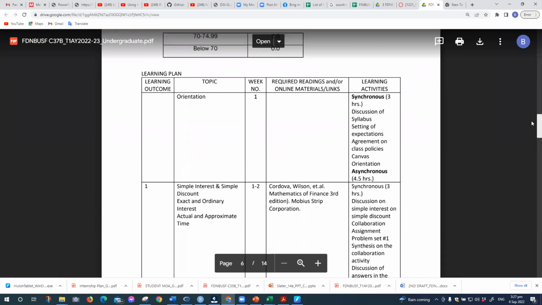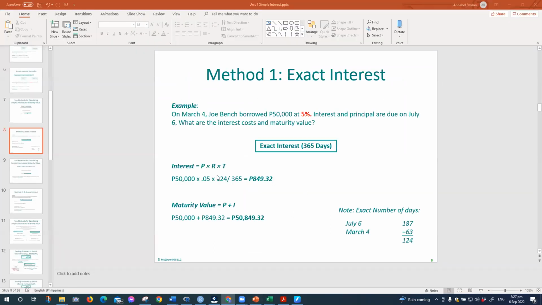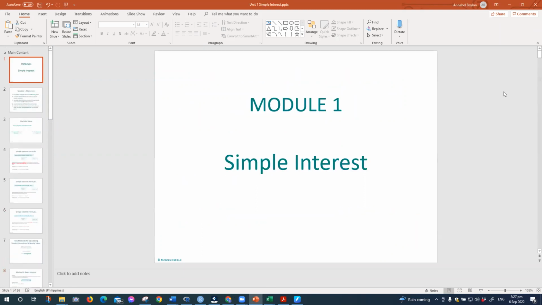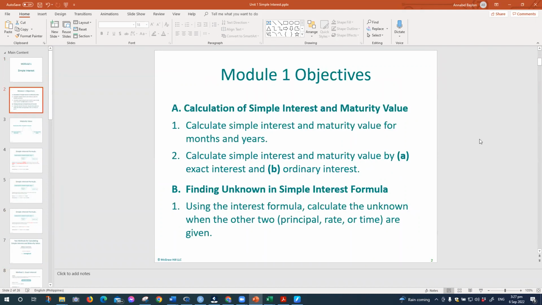Okay, so let's go to simple interest, and I'm going to use this PowerPoint, and then i-share ko na lang sa inyo itong PowerPoint na to. Okay, module 1 natin, simple interest, aka simple discount. So what's our objective in this module? Our objective is to demonstrate your capability to calculate simple interest and the maturity value.